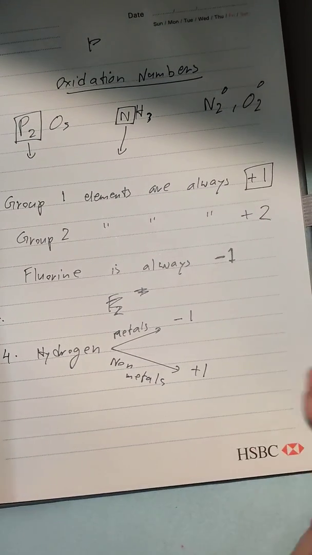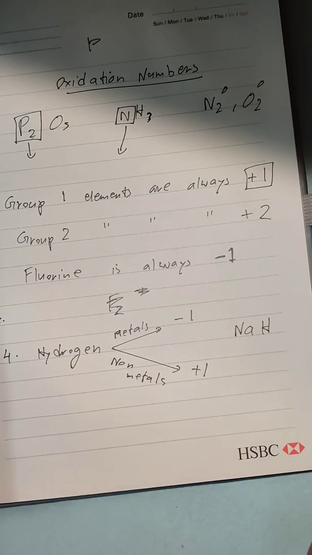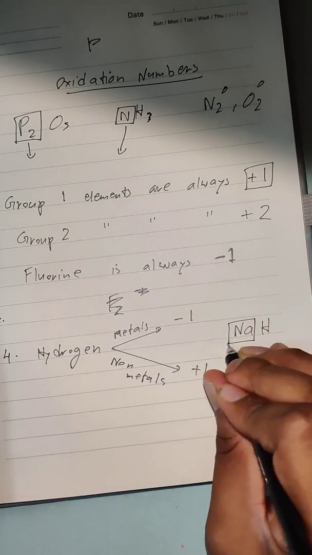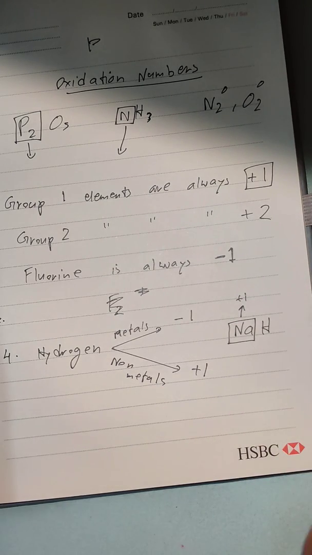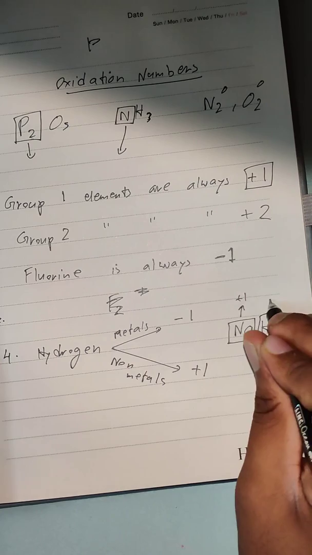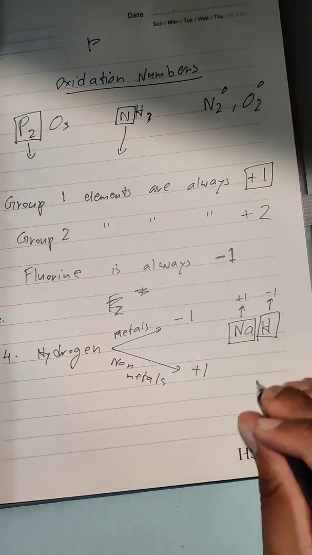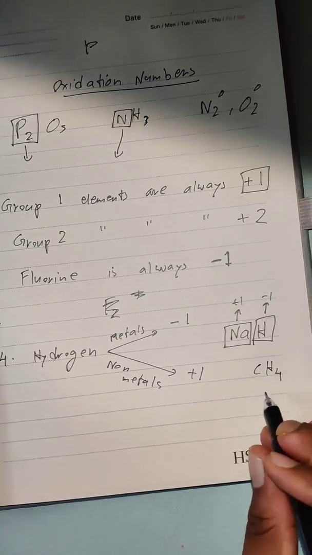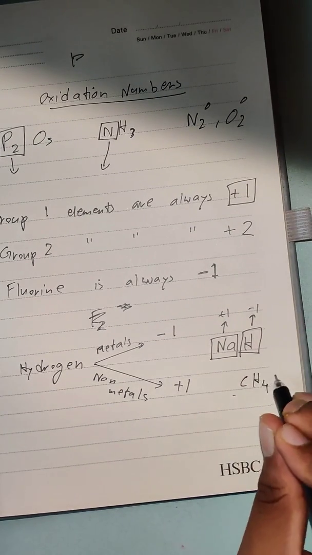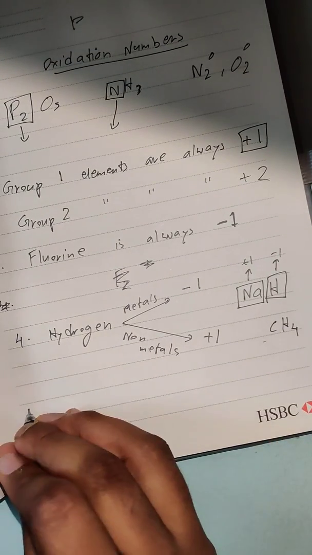For example, if we had a compound like sodium hydride, sodium is a metal itself, so sodium's charge is +1, but hydrogen's will be -1. In the same way, if I take CH4, this is methane, and here hydrogen's charge is +1, which is crazy, right?